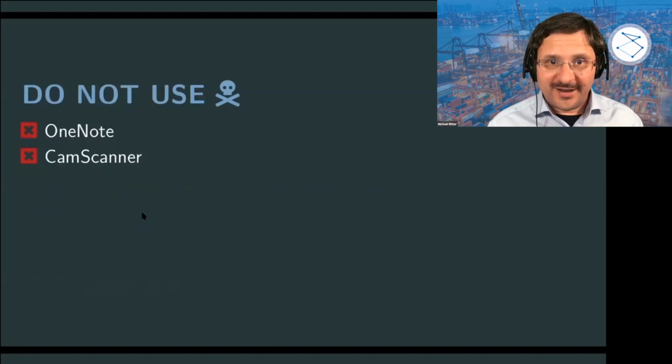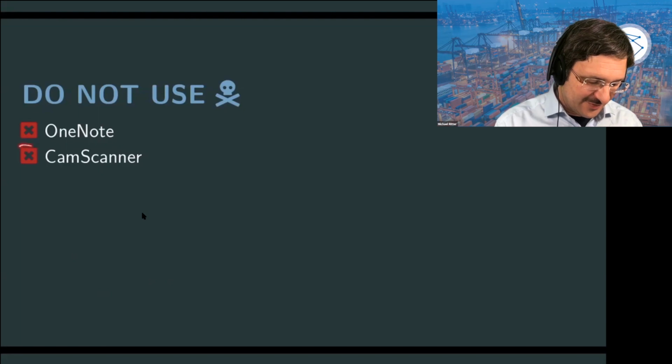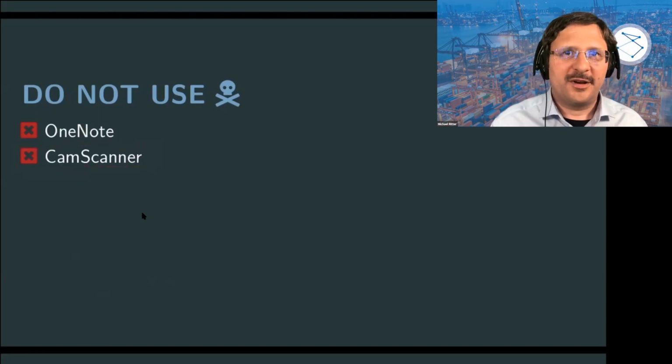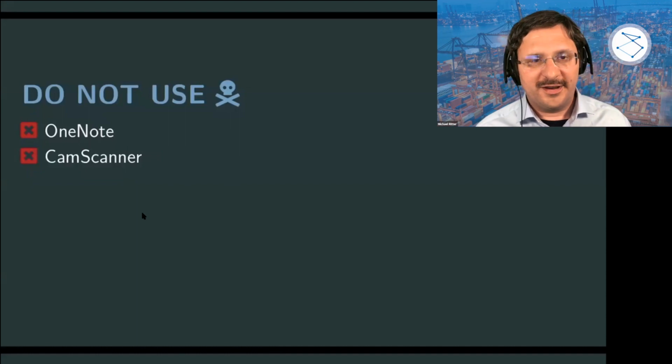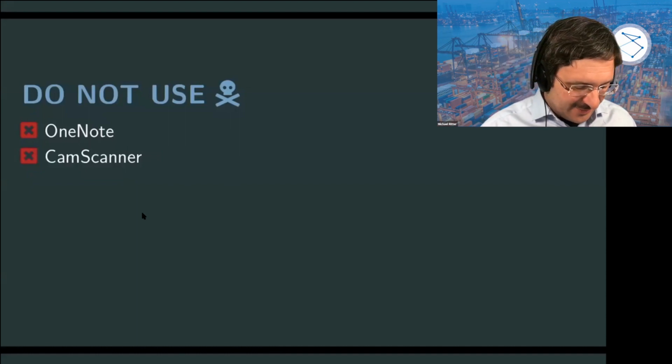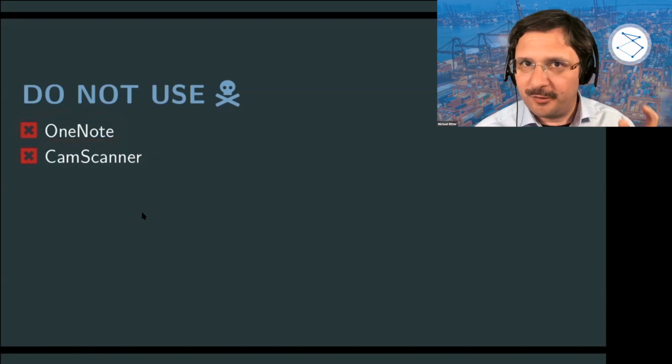Two things to avoid as a scanner app. CamScanner seems to be pretty popular, but the results that this produces are pretty bad. I'll show you an example later, so I'd ask you to avoid that software. And also OneNote, that's a digital editing software. I'll show you the problem with that in a minute.